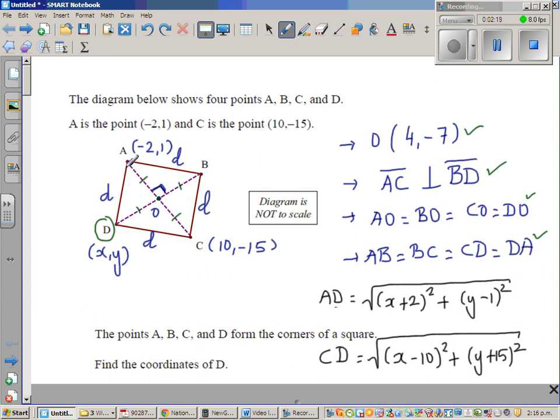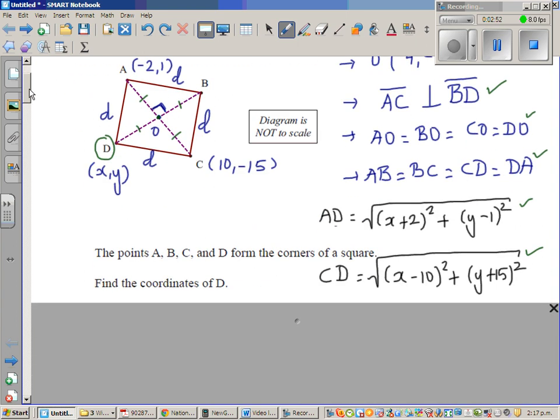Now if you want to find the distance of AD using Pythagoras, I hope you understand, this is the square root of x plus 2 squared plus y minus 1 squared. The distance formula is nothing but Pythagoras' theorem. In the same way, if you take the distance of CD, it is the square root of x minus 10 squared plus y minus negative 15, which becomes y plus 15 squared. So this is clear.